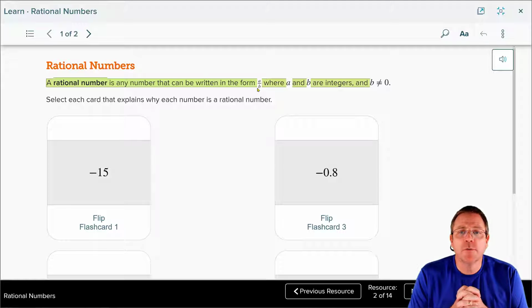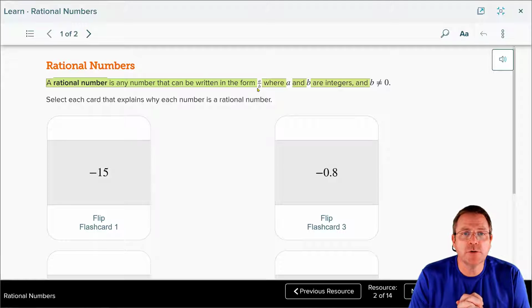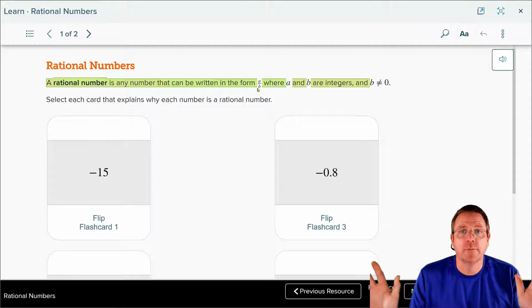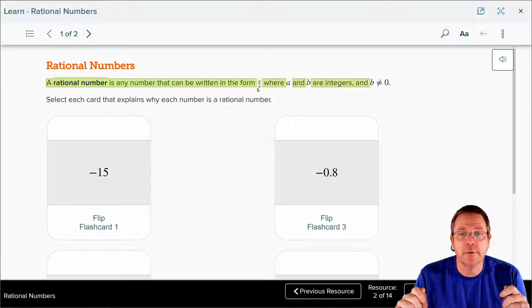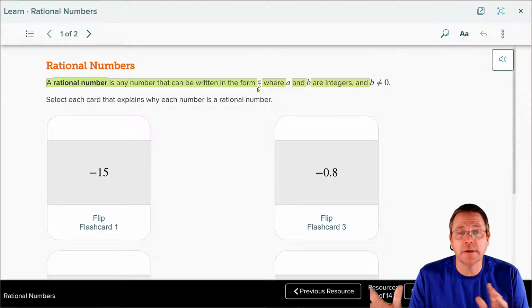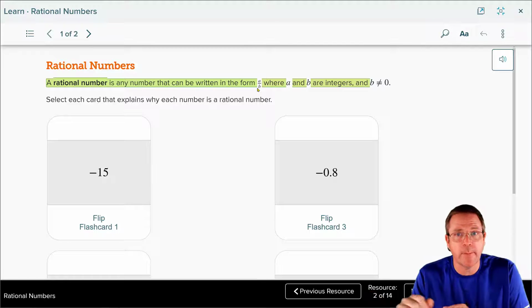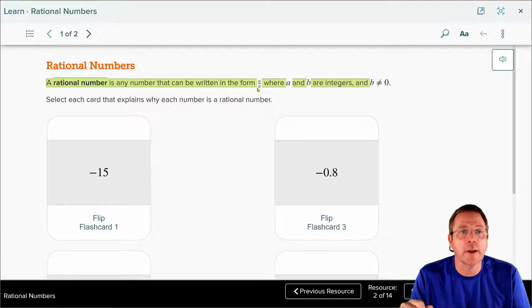For an irrational number, the easiest way to tell is if it's a non-terminating, non-repeating decimal, it's irrational. If it's not a non-terminating, non-repeating decimal, it's going to be rational, unless it's imaginary, but we're just not worrying about imaginary numbers or undefined numbers right now.